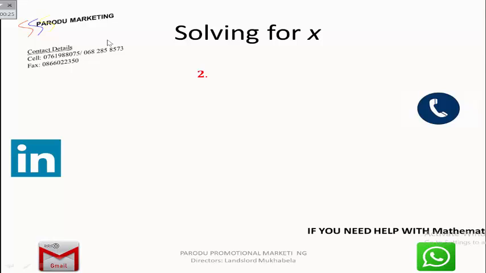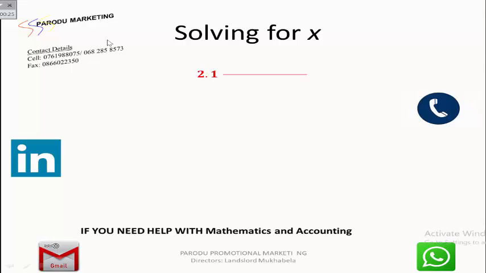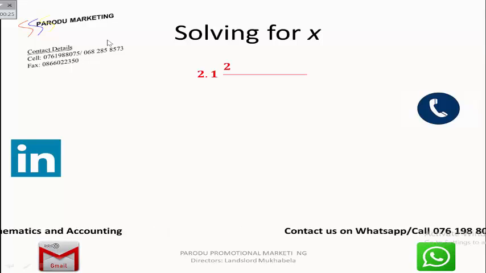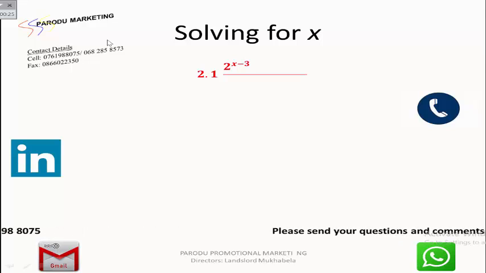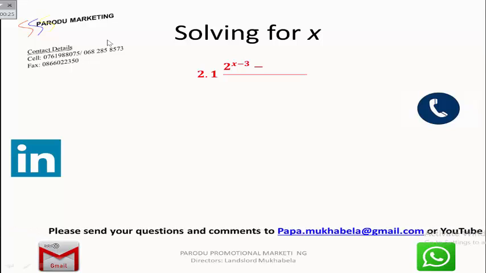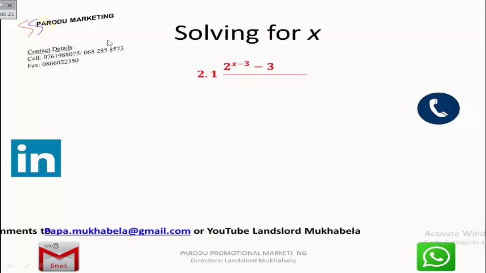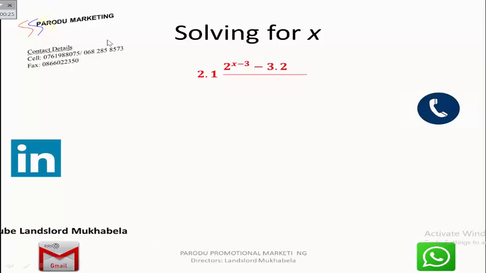So right now we'll look at the first question. It's again taken from a previous exam question paper. It was 2.1, where you have 2 to the power of x minus 3, minus 3 times 2 to the power of x plus 1, all over 2 to the power of x minus 2. So how do you solve this type of problem?